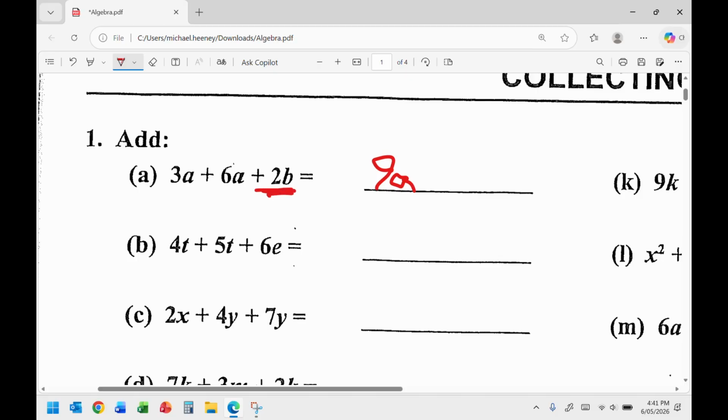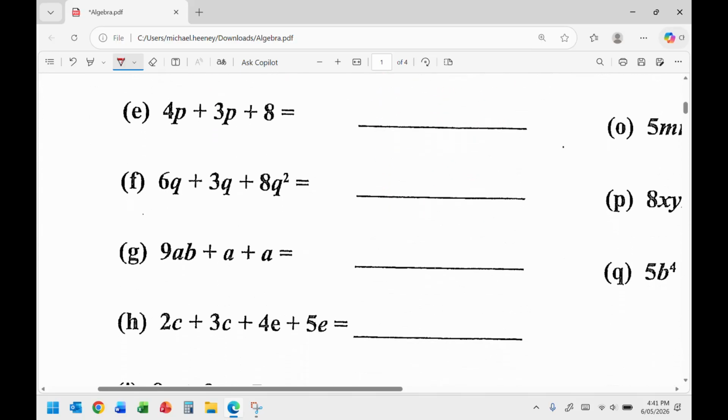We can't just ignore it and not write it. It's still hanging out there. We just can't combine our a and our b. They are not like terms. So there we go, 9a plus 2b. Let's go to the next one. I start with 4t. I'm given another 5t, and this is not a t, so we'll just talk about the t's. Start with 4, have another 5, end up with 9 of those t's. Do I have anything else? Yeah, I do. I've got 6 e's just sort of hanging around.